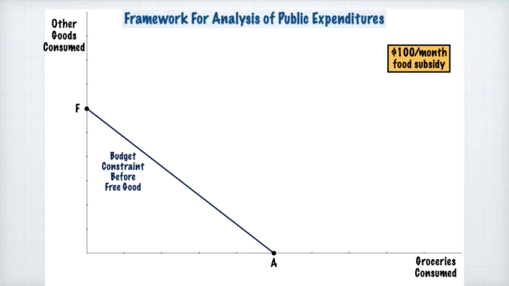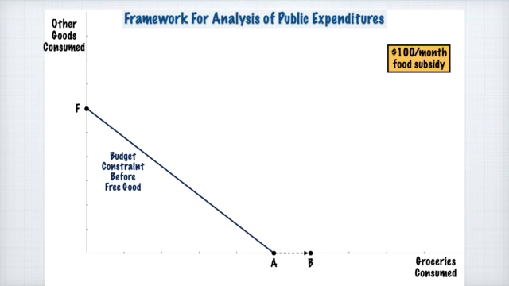So now let's say that the government gives out a $100 a month food subsidy to this individual. We want to take a look at how this food subsidy is going to impact the budget constraint. So usually what I like to do in these scenarios is just look at the two extreme ends, point A and point F, and see what happens. So if the person's at point A before they get the subsidy, they spent all of their income on groceries, all on food. If the government gives them an additional $100 that can only be spent on food, that means they can purchase $100 worth of food that particular month.